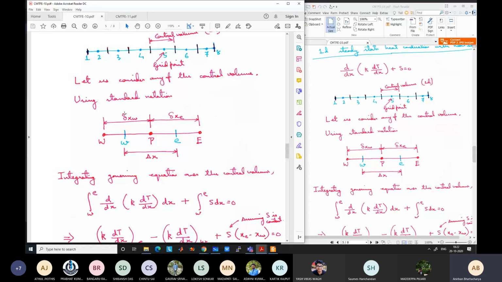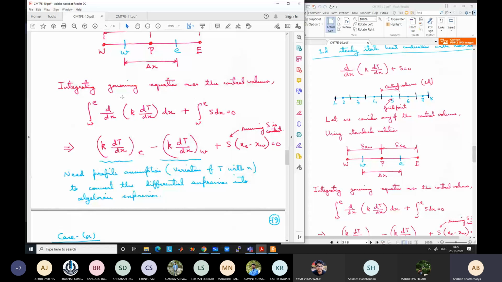This can be used even in computer programming, but instead of P, W, E, you might write i, i plus 1 and i minus 1, and for the boundaries you might write i plus half and i minus half. So integrating this equation, we had obtained some equation, and we used some profile assumption for that. One profile assumption that can be used is that in any control volume the variable temperature is constant, so piecewise constant temperature in each control volume.